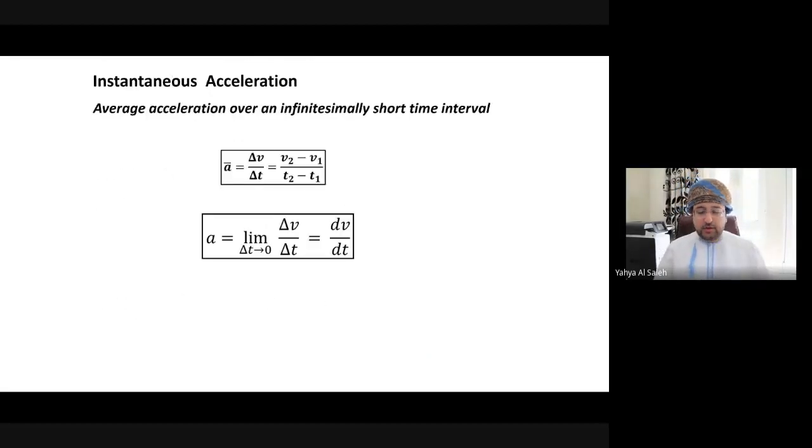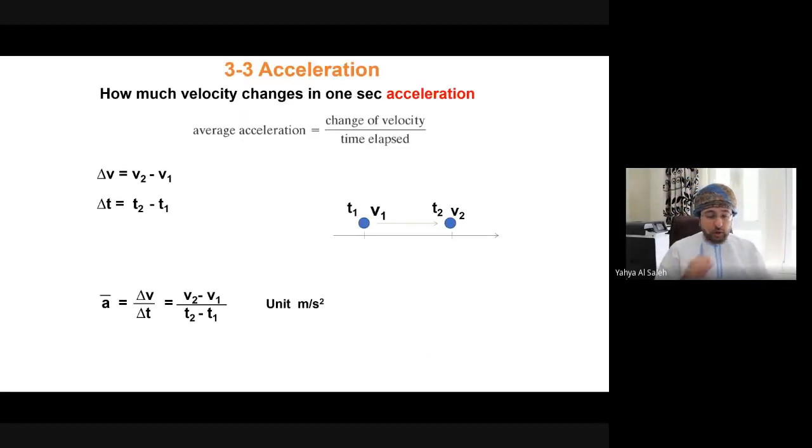Okay, but let's take a look at acceleration. So we look at the change in velocity. The average change in velocity is what we call average acceleration, and its unit is meters per second squared, which literally means how many meters per second increase or decrease there is per second.